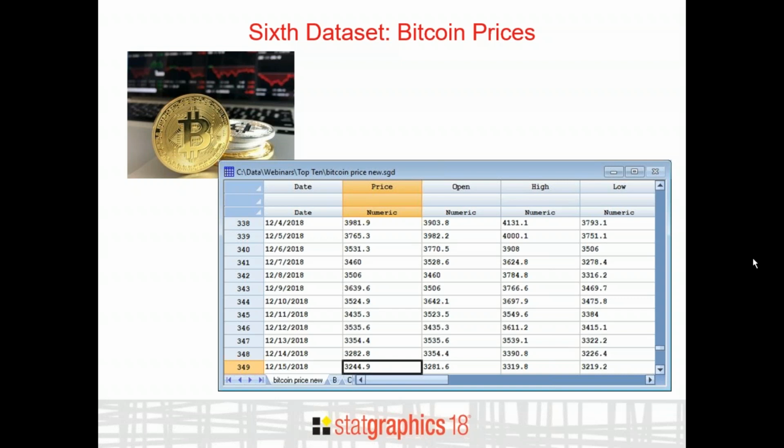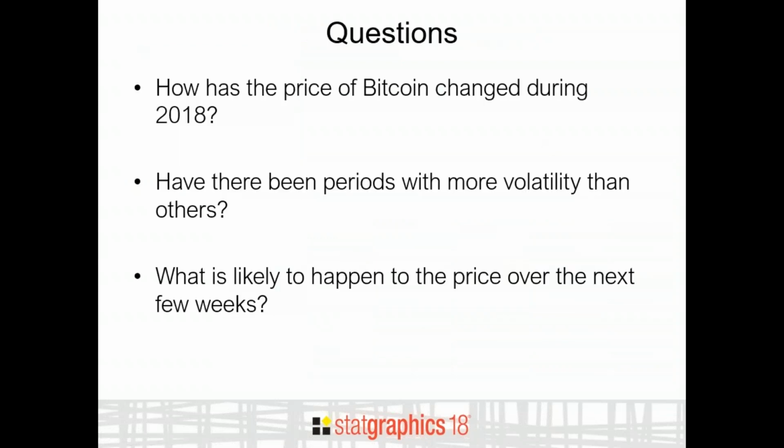Okay. Now, the best way to look at that particular data, well, I'll show you in just a second. The questions I might like to ask, though, are first off, how has the price of Bitcoin changed over the year? Have there been periods with more volatility than others? And thirdly, what's likely to happen to the price over the next few weeks?